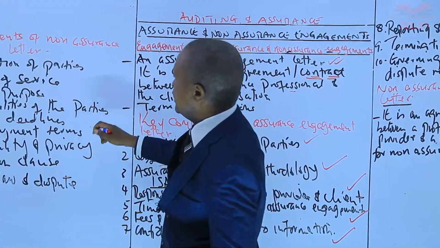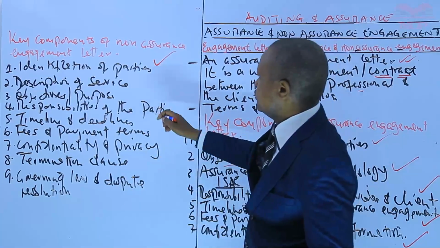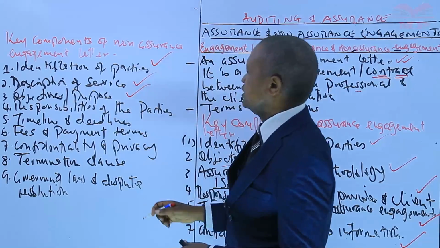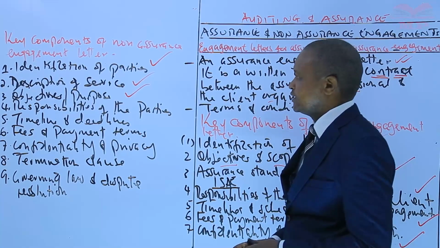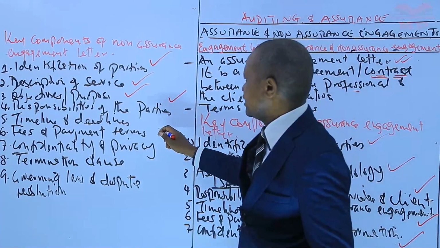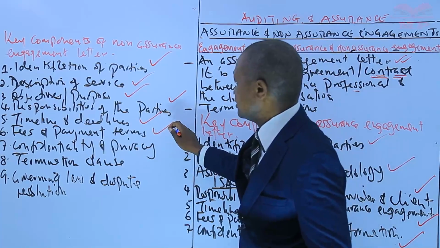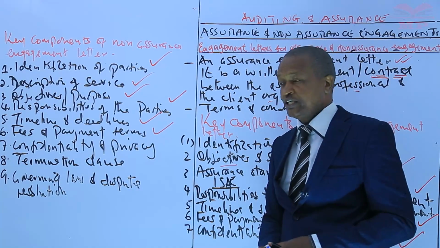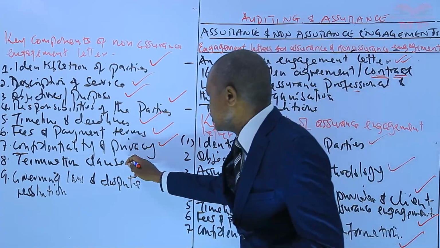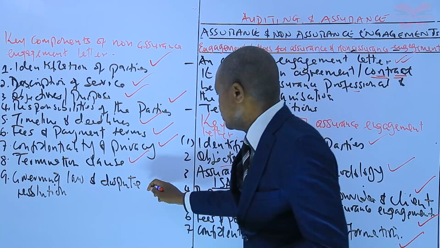Number 1 being identification of parties. Number 2, description of service. Number 3, objectives and purpose. Number 4, we say there ought to be a section on responsibilities of the parties. Number 5, timeline and deadlines. Number 6, fees and payment terms. Number 7, confidentiality and privacy. Number 8, termination clause. And lastly, governing law and dispute resolution.